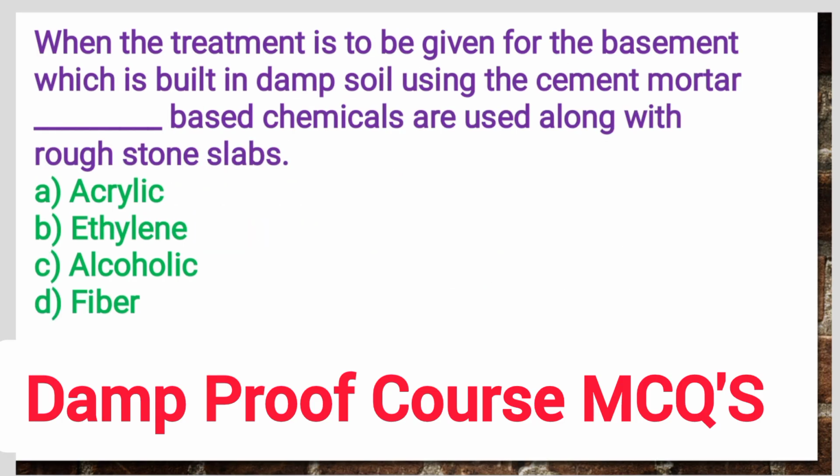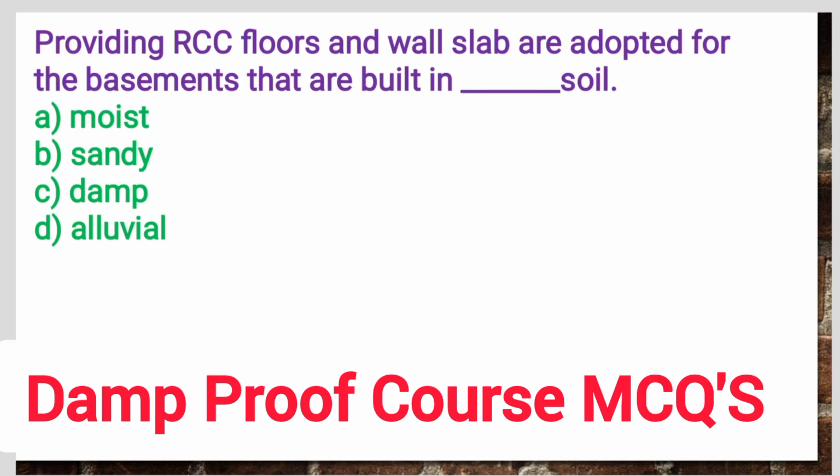Next question, when the treatment is to be given for the basement which is built in the damp soil using the cement mortar, dash based chemicals are used along with the rough stone slabs? Option A, acrylic based. Option B, ethylene based. Option C, alcoholic based. Option D, fiber based. So the correct answer is option A, acrylic based chemicals. Next question, providing RCC floors and wall slab are adapted for the basement that are built in dash. Option A, moist soil. Option B, sandy soil. Option C, damp soil. Option D, alluvial soil. So the correct answer is option C, damp soil.